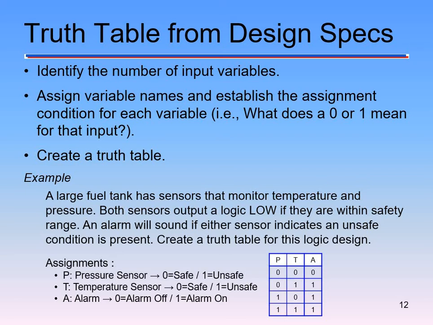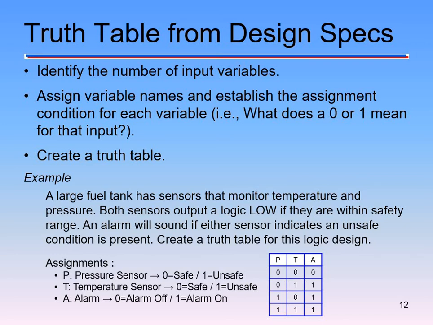All right, but I'm going to go through a small example for you here. So we want to create a truth table, and we want to create it from design specifications. First and foremost, when you do this, these are the steps to building it: we need to identify the number of input variables. So you're going to have to read through a paragraph that I give you, identify the number of input variables, okay? Then you're going to assign variable names and establish the condition for each variable. That can make a true or a false, or a 0 or a 1, or a high or a low. Then we're going to create the truth table.